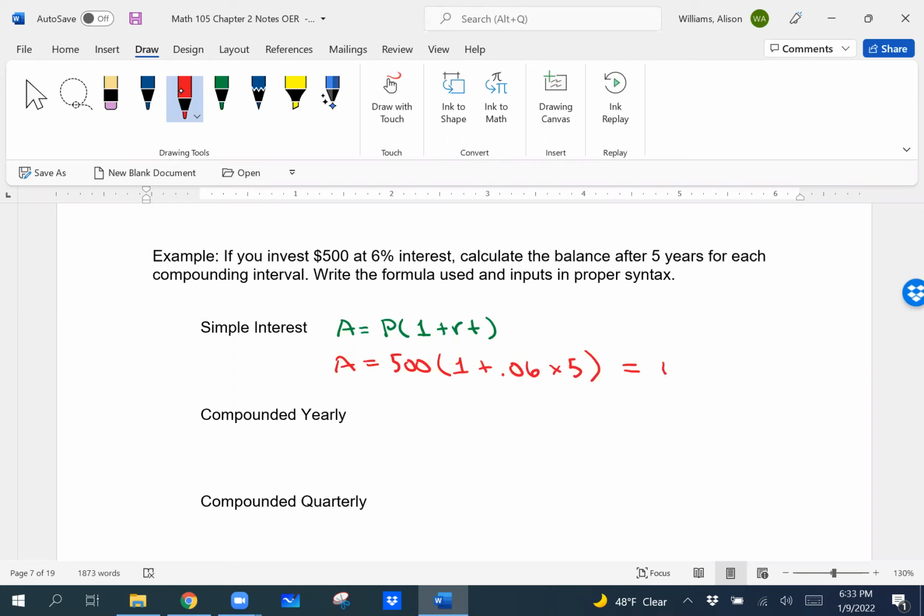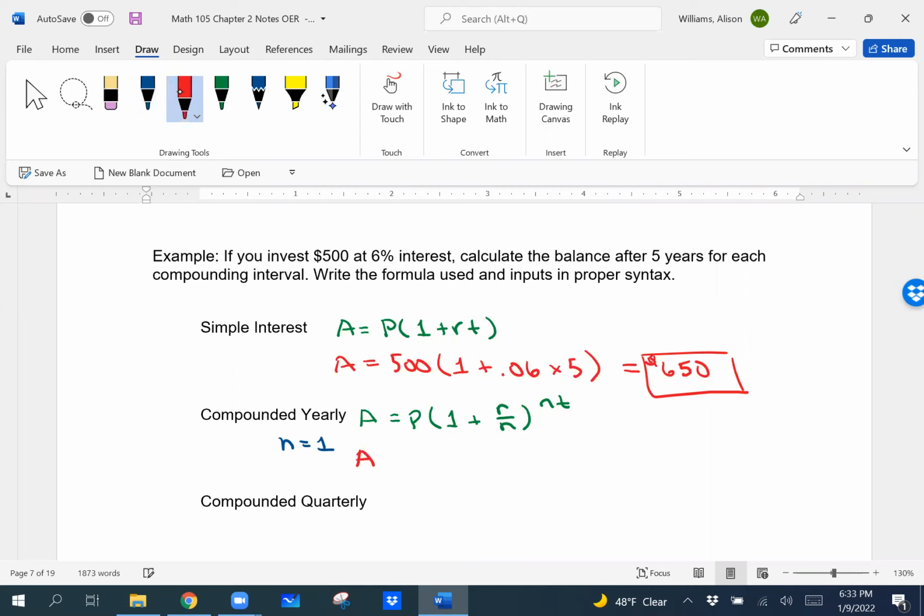You will get $650, which is what we got on our very first table. Yay, we're amazing. Okay, so now compounded yearly, we're going to use the other formula, the one with the N. I'll write it down. In this case, N is 1 because we're compounding it 1 time a year, yearly. Annually, by the way, is another way of saying that, compounding annually.